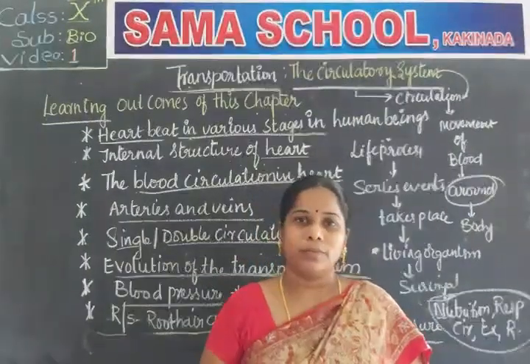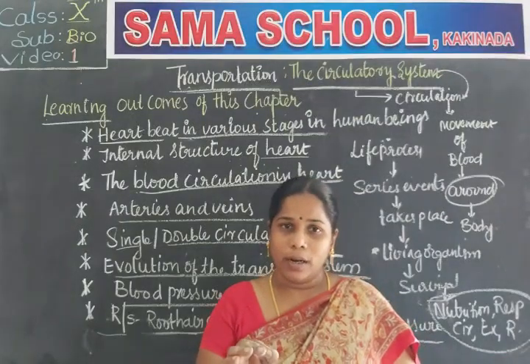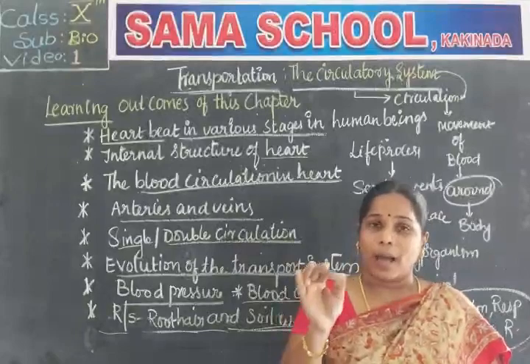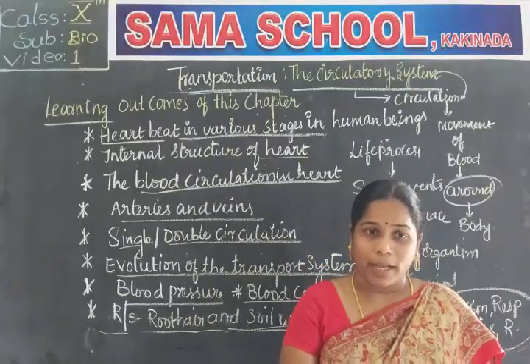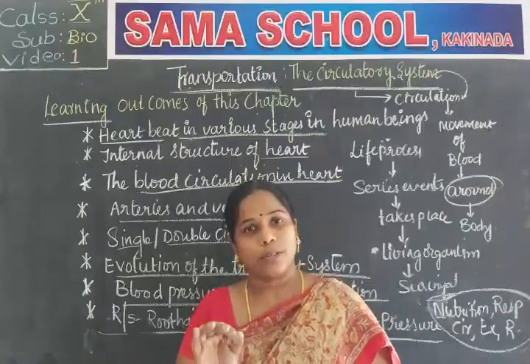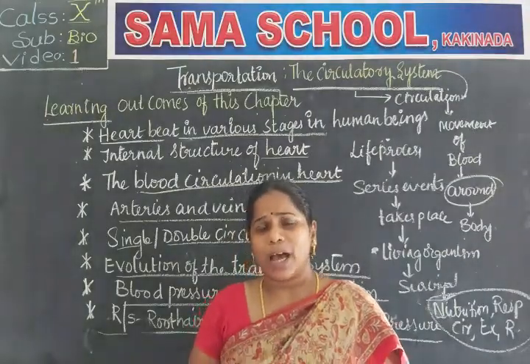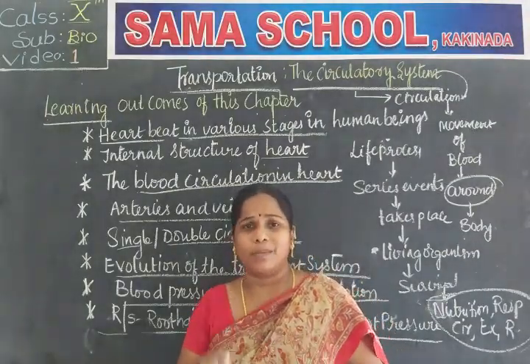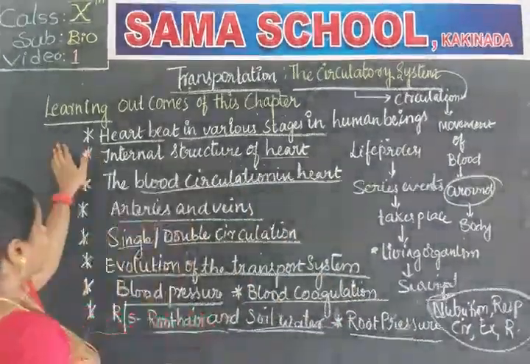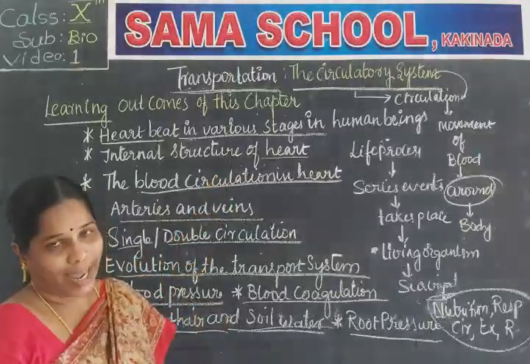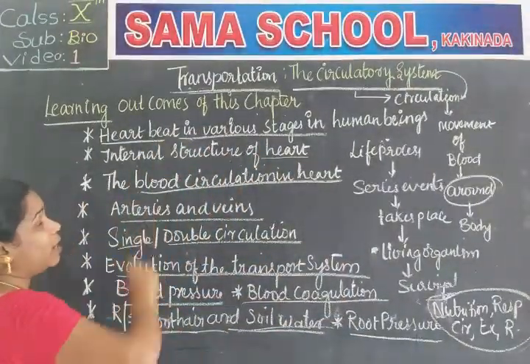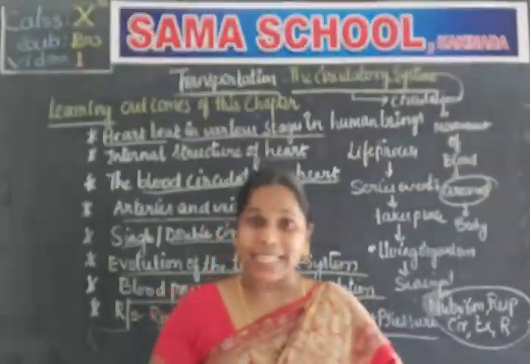manufactured food. Here, whatever food is prepared, how this food is absorbed or transported, in which way it is transported, we are going to see. So these are the main outcomes, the learning outcomes of this chapter, that we are learning from our transportation lesson.